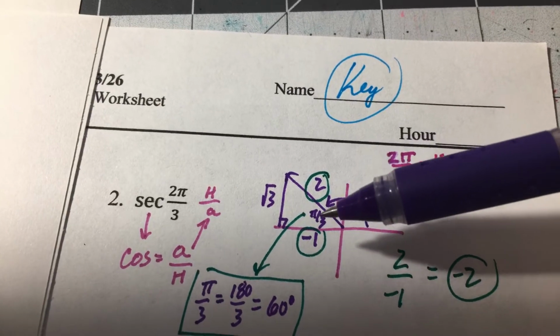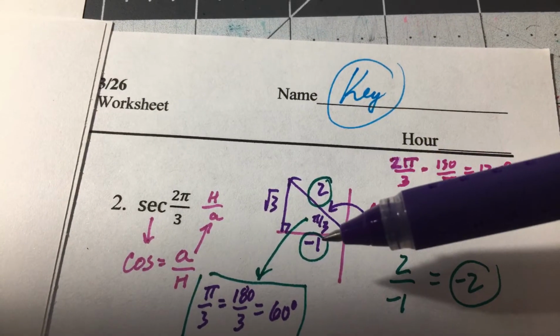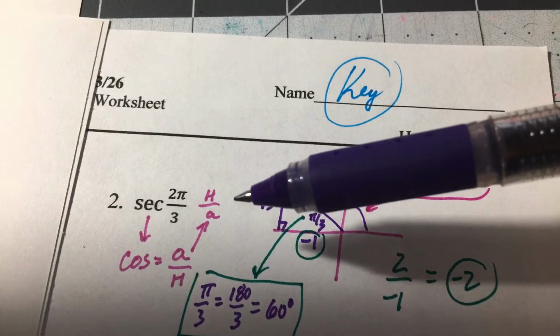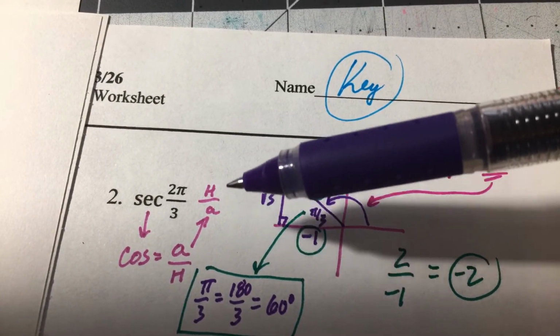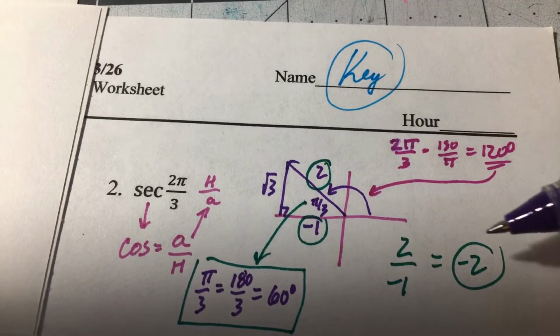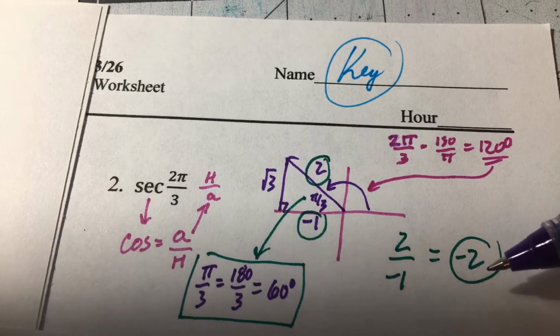Now you know that's 60, you can lay out your triangle. Square root of 3, 1, and 2, and then make sure you have this side labeled negative. Then just simply set up a hypotenuse over adjacent, which would be 2 over negative 1, gives us negative 2.